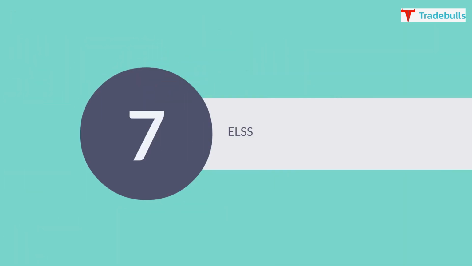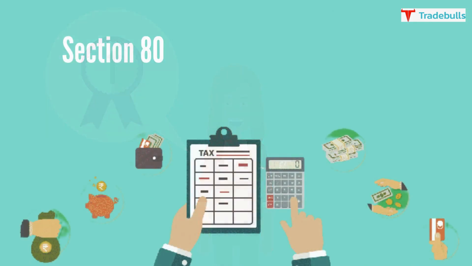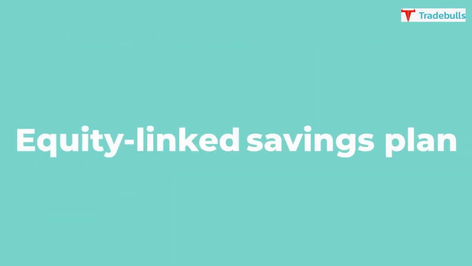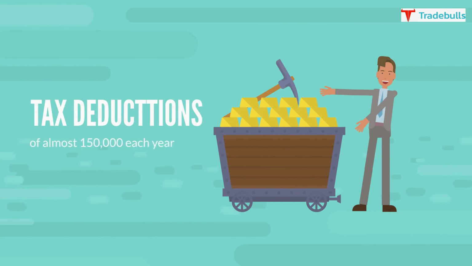7. ELSS. The sole type of mutual fund covered by Section 80C of the Income Tax Act of 1961 is the Equity-Linked Savings Plan, ELSS. ELSS investments allow investors to receive tax deductions of up to 1 rupee, 50,000 each year.